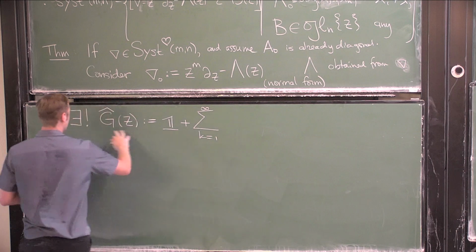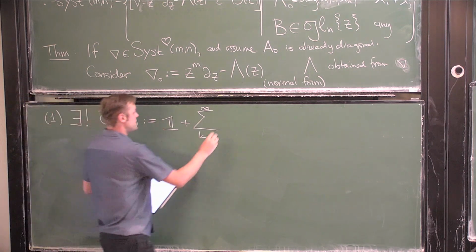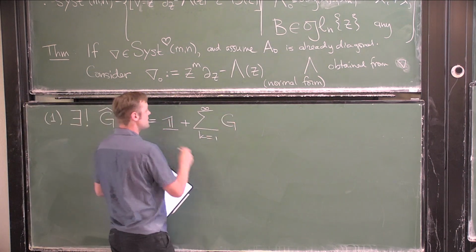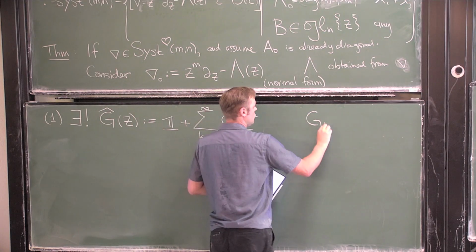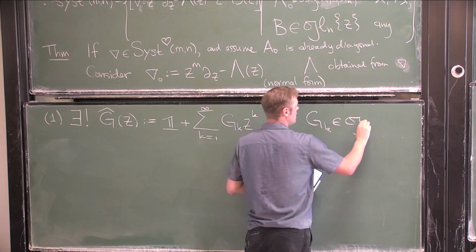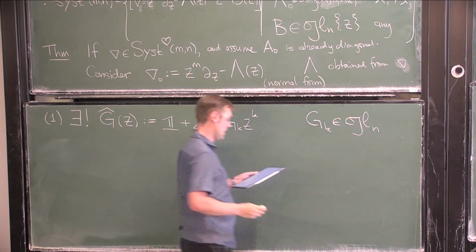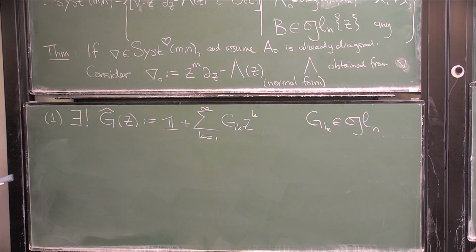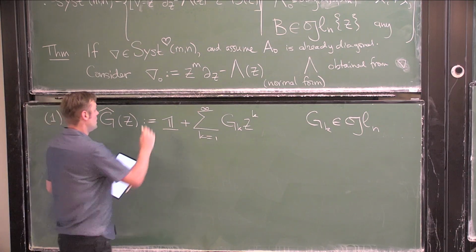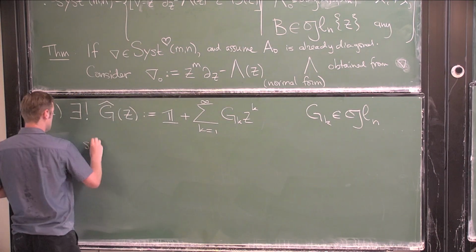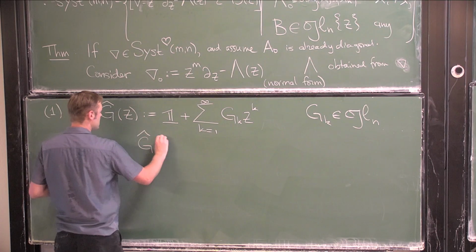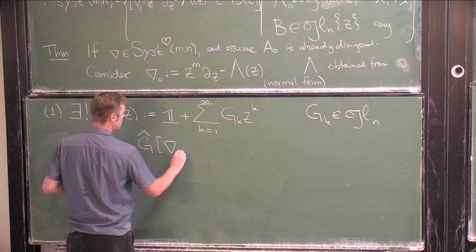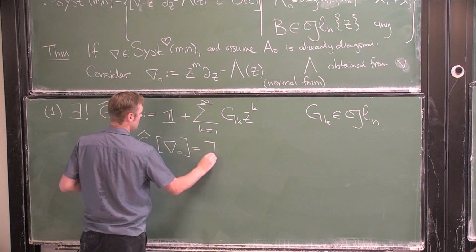Then indeed I have this power series starting with the identity matrix. All these G_k are GL_n matrices, such that, indeed, if I apply G hat to my normal form, I get nabla.